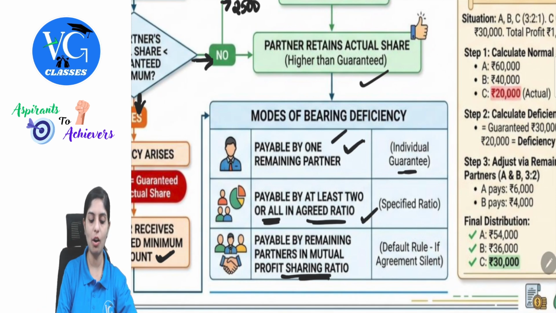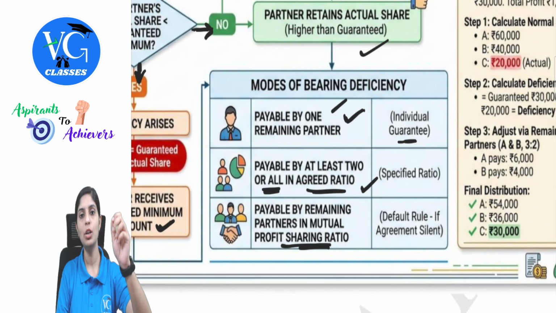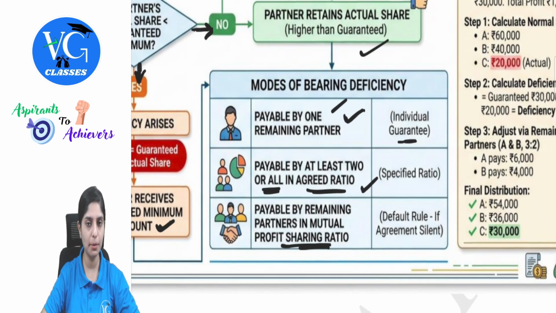Second case, all in agreed ratio. Assume the agreed ratio is 1 is to 1. So there are three partners. B will have to be given the guaranteed profit. So the remaining A and C will share it in the agreed ratio, which is 1 is to 1. That becomes 250 and 250 each.